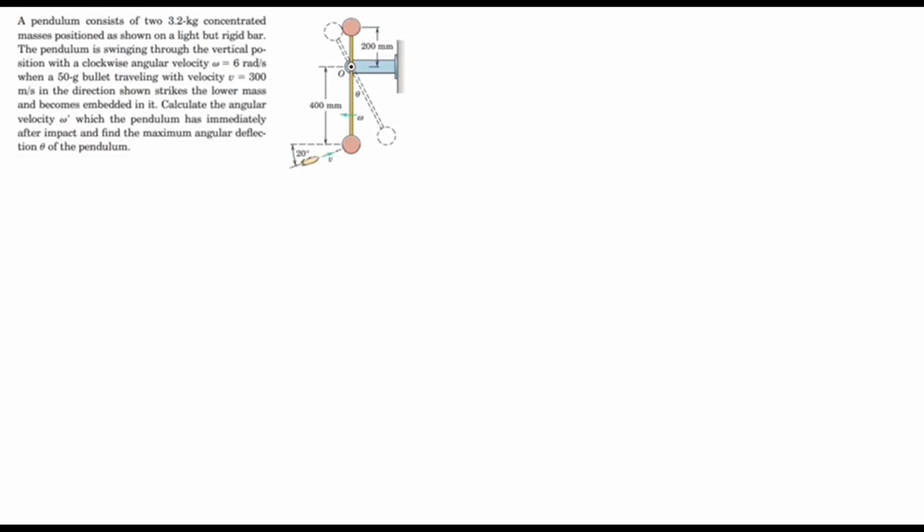Now if we start from the given part, the mass of the bullet is given as 50 gram, which means 0.05 kilogram, and the velocity is given as 300 meter per second. And then we know that the system is swung with the angular velocity omega here.